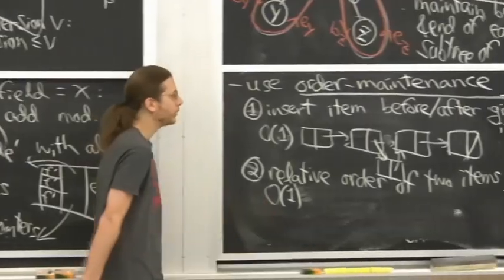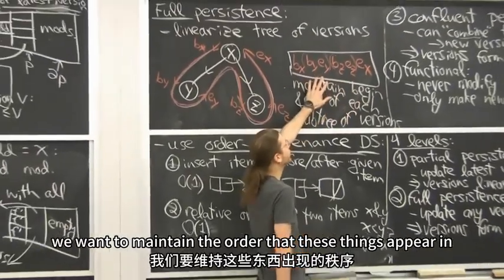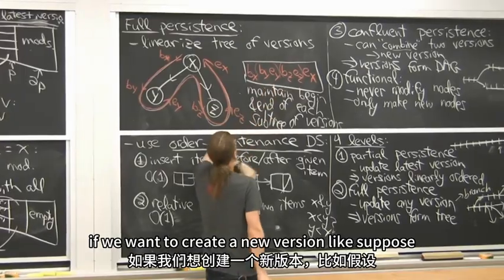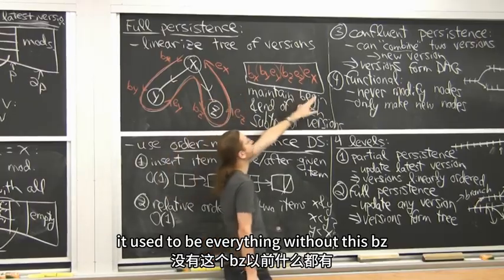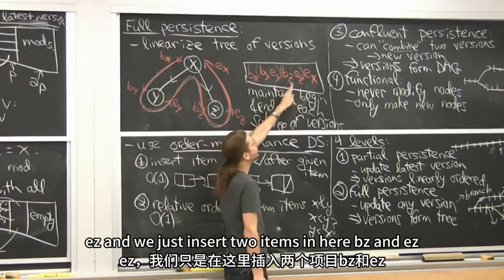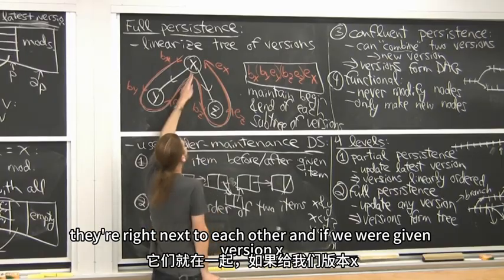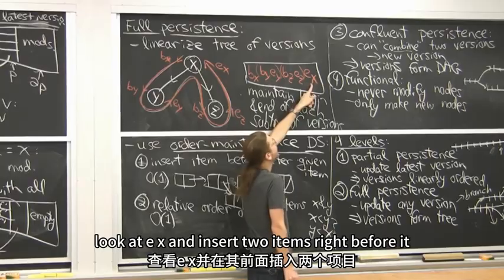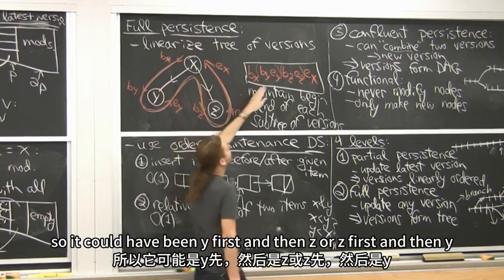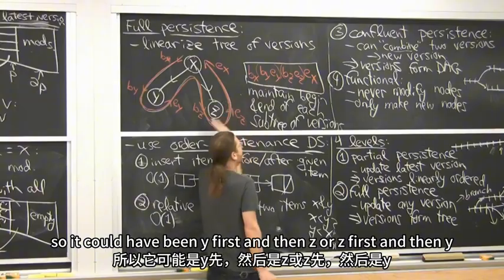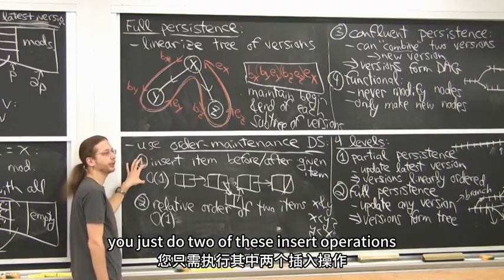So in constant time, we can do this, and it's great, because if we're maintaining these B's and E's, we want to maintain the order that these things appear in. If we want to create a new version, like suppose we were just creating version Z, well, it used to be everything without this BZ, EZ, and we just insert two items in here, BZ and EZ. They're right next to each other, and if we were given version X, we could just look at EX, and insert two items right before it. Or you could put them right after BX. I mean, there's no actual order here, so it could have been Y first and then Z, or Z first and then Y. So it's really easy to add a new version. In constant time, you just do two of these insert operations.